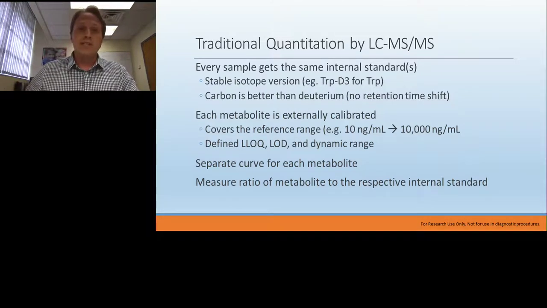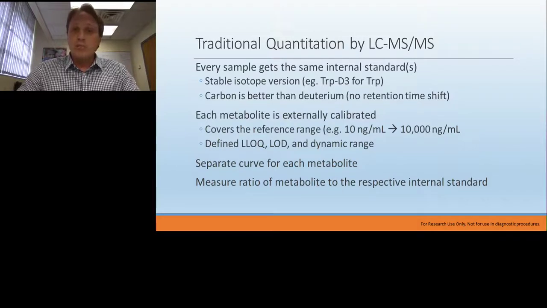And each one of these has a defined LLOQ, or lower limit of quantitation, LOD, lower limit of detection, and a dynamic range that covers how linear the coverage would be in a sample. And each metabolite has a separate curve and separate internal standard and separate quantified sample for every metabolite. So if you have 50 analytes you want to quantify, you typically have 50 calibration curves to quantify each one.